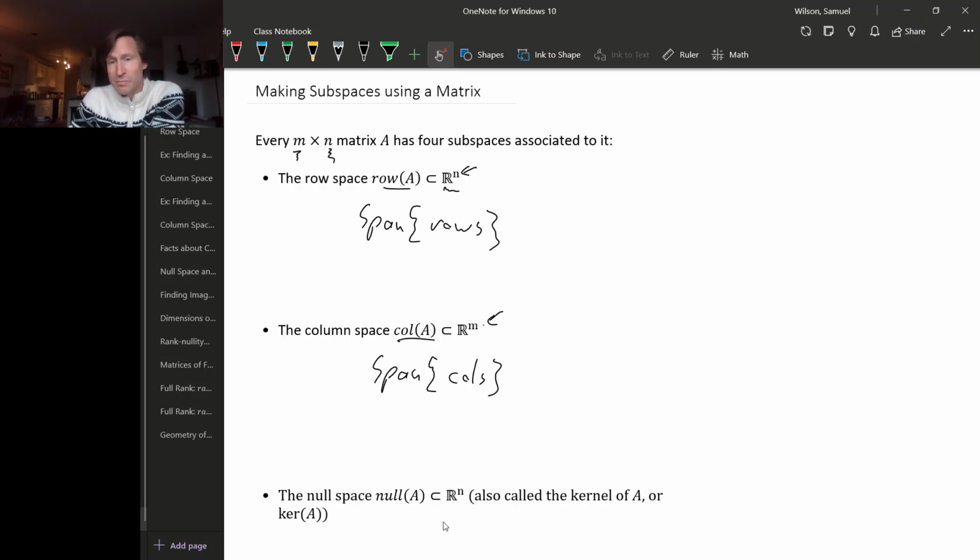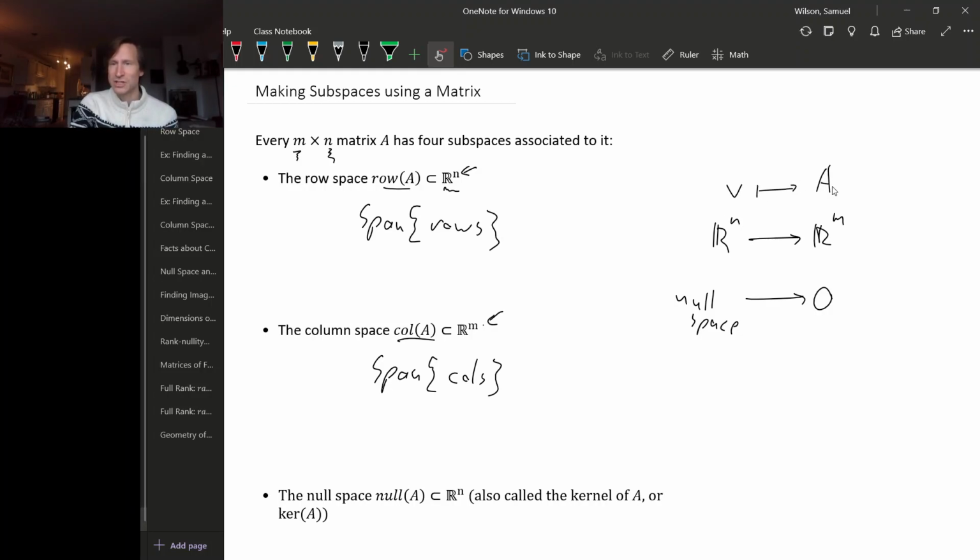There's something called the null space, which is basically, if we think of a matrix as a linear vector function that goes from Rn to Rm, the null space is just everything that gets sent to 0 by this linear vector function. Remember, this linear vector function acts by just multiplication, right? That's how we turn a matrix into a linear vector function. So the null space is just everything that gets sent to 0.